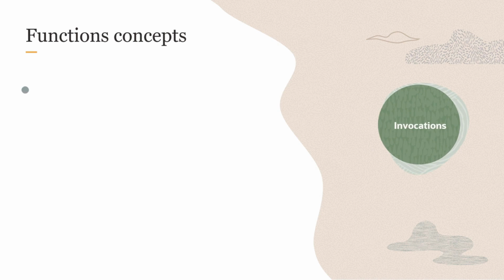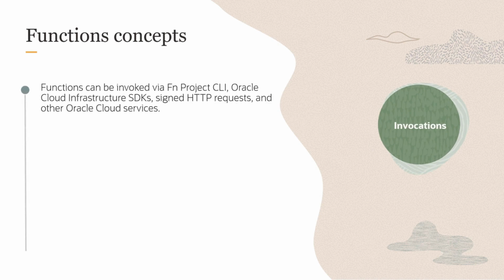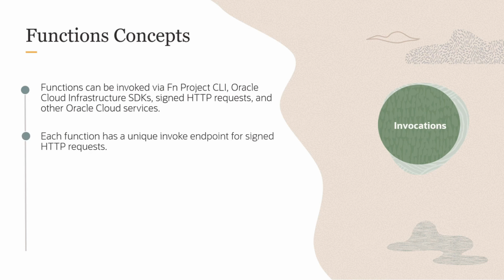Let's discuss how function invocations work in OCI functions. Functions can be invoked through various methods, providing flexibility for different use cases. You can use the Fn Project CLI, Oracle Cloud Infrastructure SDKs, or send a signed HTTP request to the function's invoke endpoint. Additionally, functions can be triggered by events from other Oracle Cloud services or even external services. Each function has a unique invoke endpoint, which is used for sending signed HTTP requests. This endpoint is crucial for securely invoking the function from various sources.